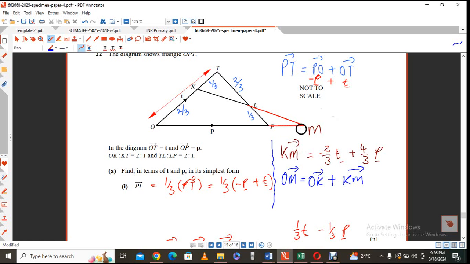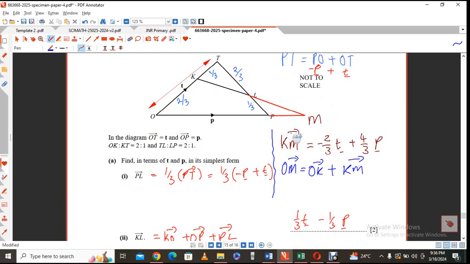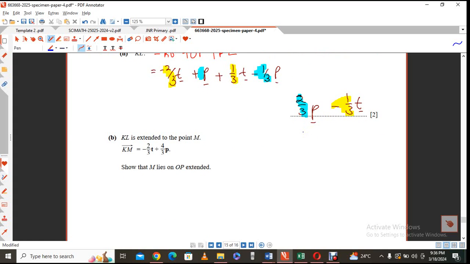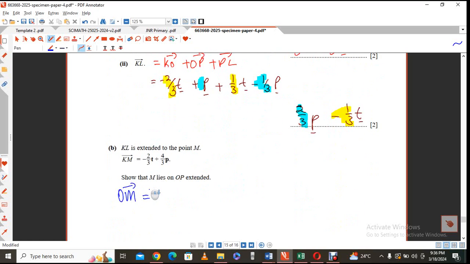And if a point lies on the same line that is extended, then one has to be a multiple of the other. Okay, so if this is 1P, then the distance from O to P should be something more than 1P. So when that is the case, if one is a multiple of the other, that implies that they are lying on the same extended line. So we're going to use that, and we're going to say OM. So again, I'm going to come down here, and I'm going to say, okay, OM. Let's go back to what I have written. That's OK plus KM.